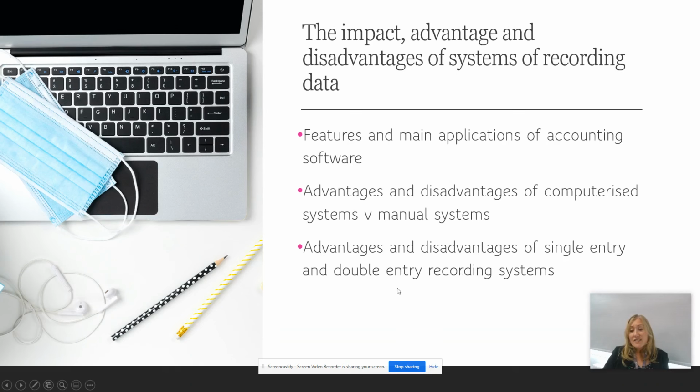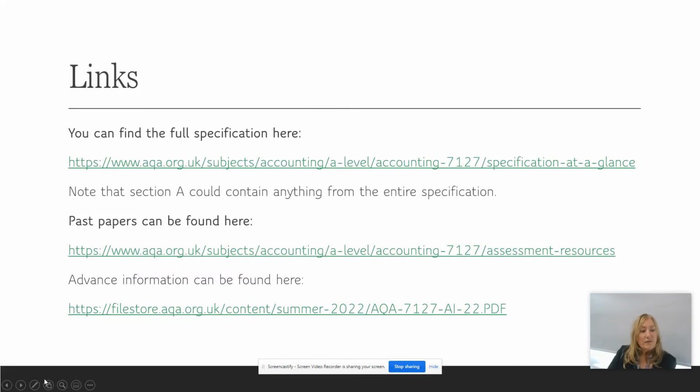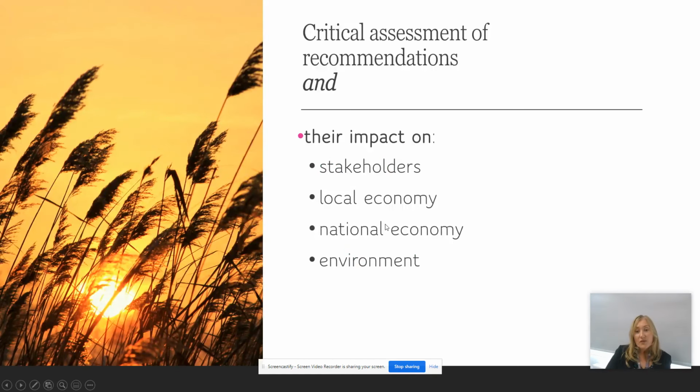So understanding the advantages and disadvantages of single and double entry systems. So that's kind of veering towards incomplete records, which is not part of our advanced information. So it's one topic that's been ruled out. And then make sure that you can provide a critical assessment of any recommendations. So you understand their impact on stakeholders, considered perhaps on the local economy, the national economy, the environment. In terms of when you make your recommendations, which is usually what you're asked to do in a 25-mark essay question, you have considered, not just the financial factors, but the non-financial factors as well.